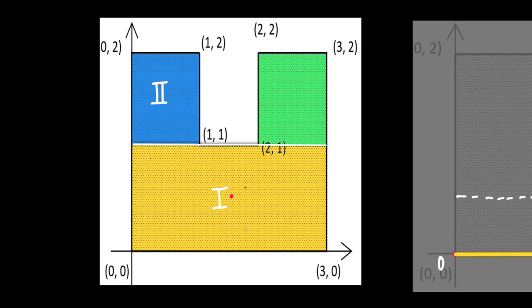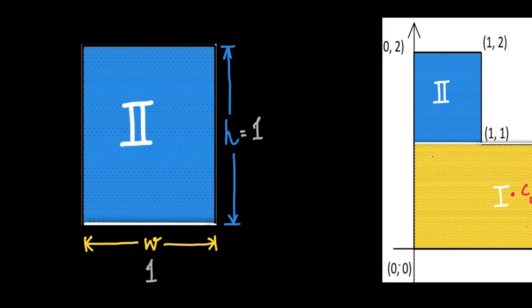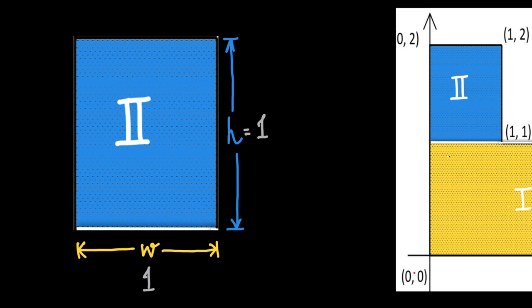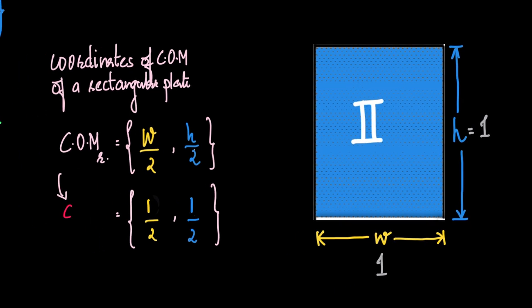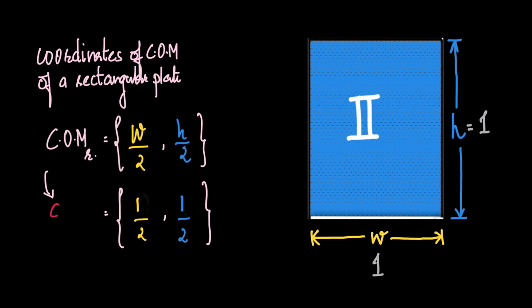We found the coordinates of the center of mass of the first figure, x1, y1, with respect to the origin. Now we have the second figure, which again is a rectangle of width 1 and height 1. The coordinates of the center of mass of this rectangular plate will be, by virtue of its symmetry, width by 2 and height by 2. Width is 1, height is 1, so we'll have 1 by 2 and 1 by 2.